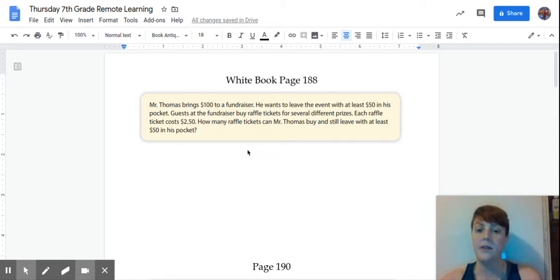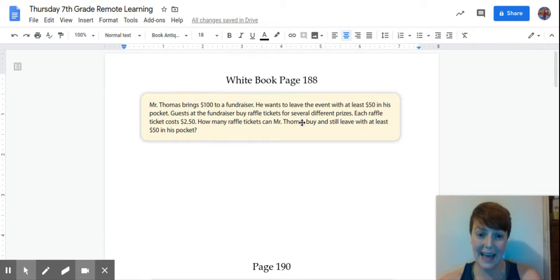Okay. So we're on White Book, page 188. Mr. Thomas brings $100 to a fundraiser. He wants to leave the event with at least $50 in his pockets. So he goes to the fundraiser and buys raffle tickets for several different prizes. Each raffle ticket costs $2.50. How many raffle tickets can he buy and still leave with that $50 in his pocket?